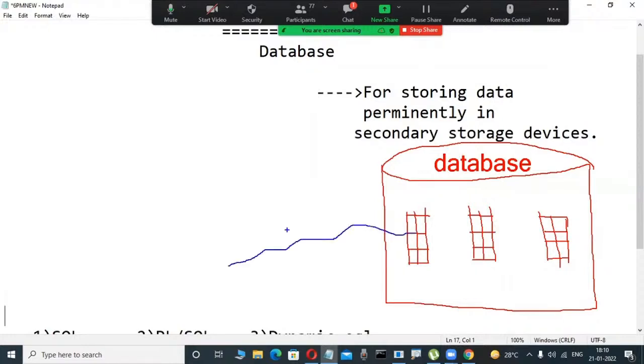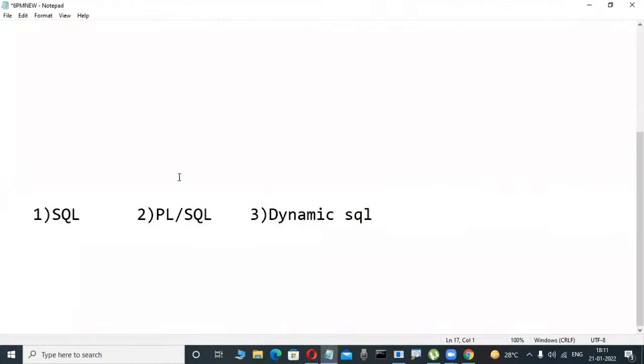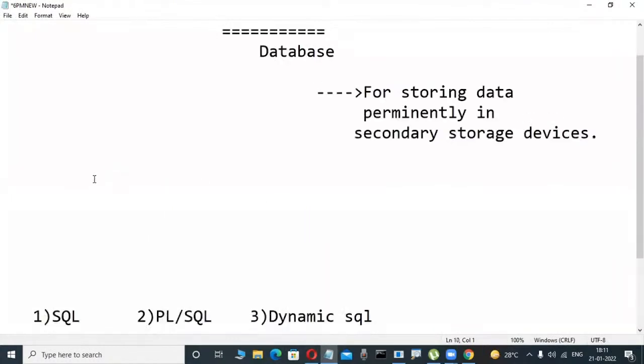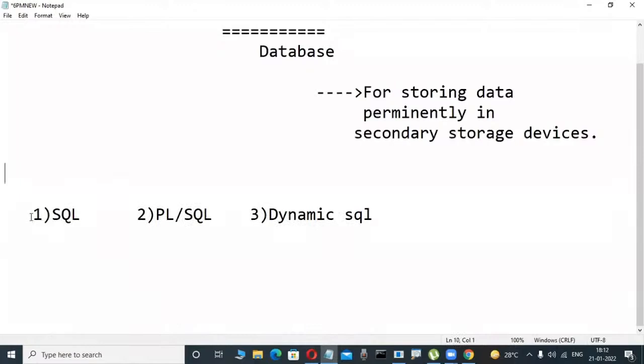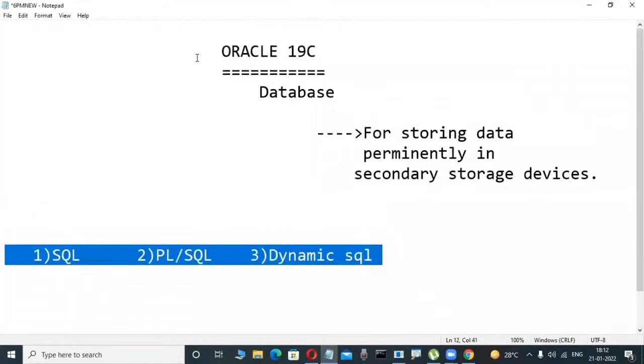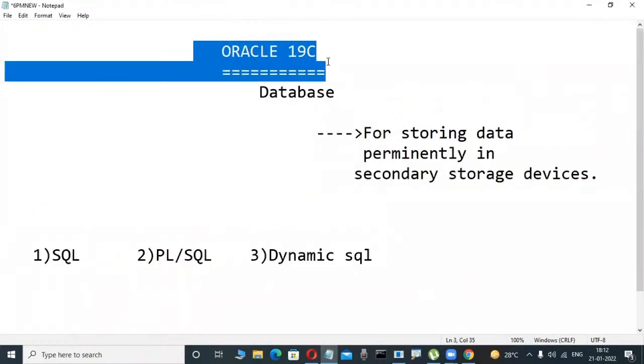We operate on this data using SQL, a language, structured query language. Yesterday I told you up to this point, just a small thing. If you want to operate this Oracle software, we use SQL, structured query language. Another language is PL/SQL, procedural language extension for SQL. Another language is dynamic SQL. Through these three languages, we operate this Oracle software in your companies.